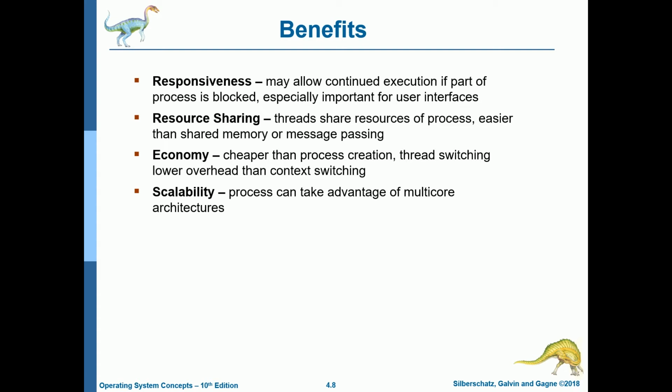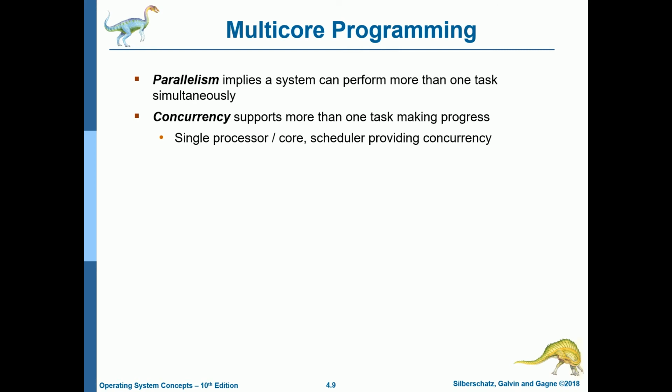Finally, scalability. The benefits of multithreading can be even greater in a multiprocess architecture, where the threads may be running in parallel on a different processing core. Now, early on in the history of computer design, in response to the need for more computing performance, single CPU systems evolved into multi-CPU systems. Now, a later but similar trend in system design was to place multiple computing cores on a single processing chip, where each core appears as a separate CPU to the operating system.